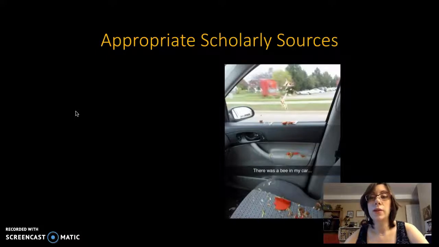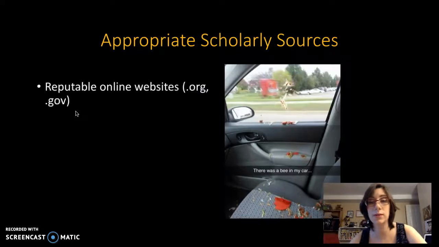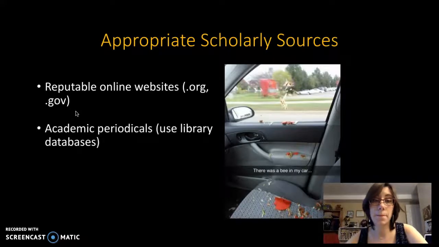All right, so here are some appropriate scholarly sources. I want you to use at least 3 scholarly sources. You can use more than that. You can use sources that aren't scholarly as long as you have at least 3 scholarly sources. Scholarly sources should be from reputable online websites. These are websites that end in .org or .gov or .edu, okay? Also, an appropriate scholarly source is an academic periodical or a journal or an article from a journal. I'm going to show you how to use the library databases to get some of those.